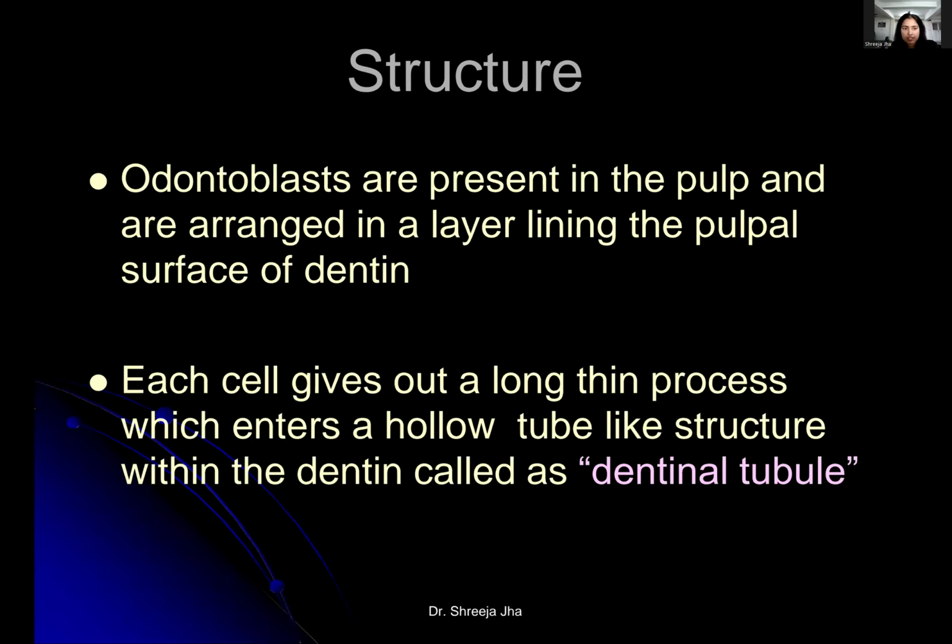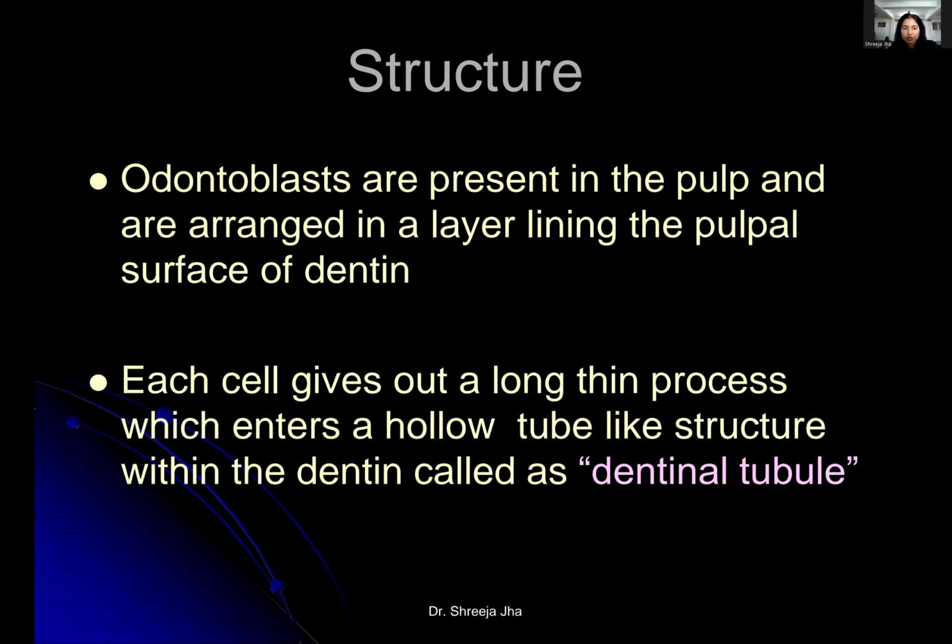What is the structure of dentin? As we saw, it contains odontoblasts. Odontoblasts are present in the pulp and are arranged in a layer lining the pulpal surface of the dentin. Dentin is present between the enamel and pulp. So where are odontoblasts present? They are arranged in a layer lining the pulpal surface of dentin.